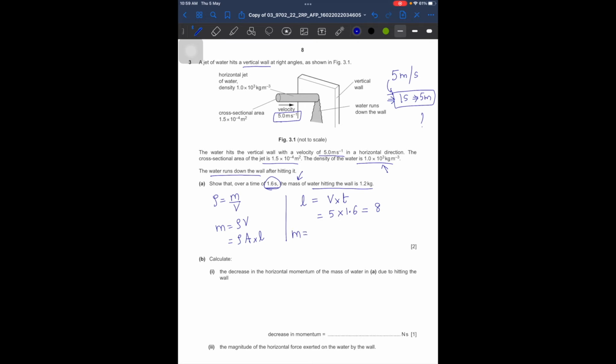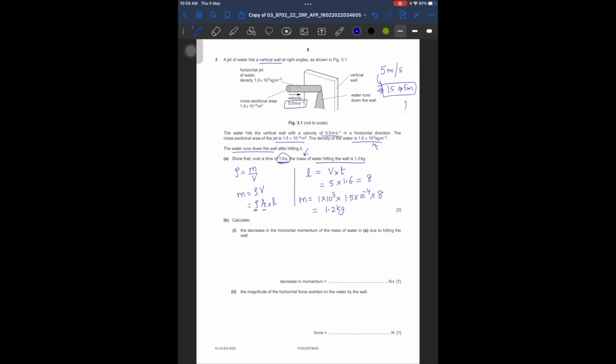So let's go back to the mass. Substitute the numbers. 1 times 10 to the power 3, that's the density. Area of cross section is 1.5 times 10 to the power negative 4, times length, which is 8. And we can use our calculator. Let me just quickly check with the calculator what answer I get here. 0.5 times 8. That gives me 1.2. Yes, that's the answer, 1.2 kg, which is what they are saying. So that's done.